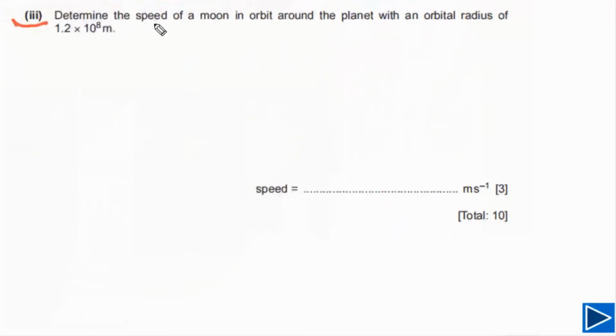For the last part, we need to determine the speed of a moon in orbit. It simply means that we need to determine the orbital speed of the moon.